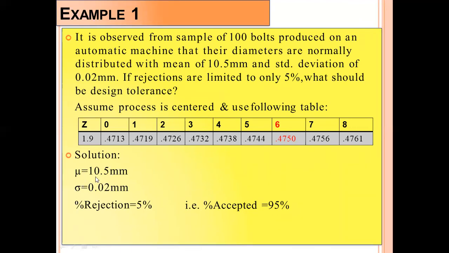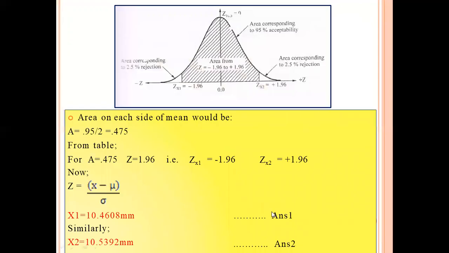So what is given in the problem statement? The mean is given as 10.5 mm, the standard deviation is given as 0.02 mm, and the percentage of rejection is given as 5%. That automatically means the percentage of acceptance will be 95%. So you can observe, we can draw the graph for this standard normal distribution curve, Z versus f of Z. The area under the standard normal distribution curve is calculated: A is equal to 0.95 by 2, which is 0.475. So putting the value from the table, A is equal to 0.475, Z is equal to 1.96, Z1 is equal to minus 1.96, and Z2 is equal to 1.96.